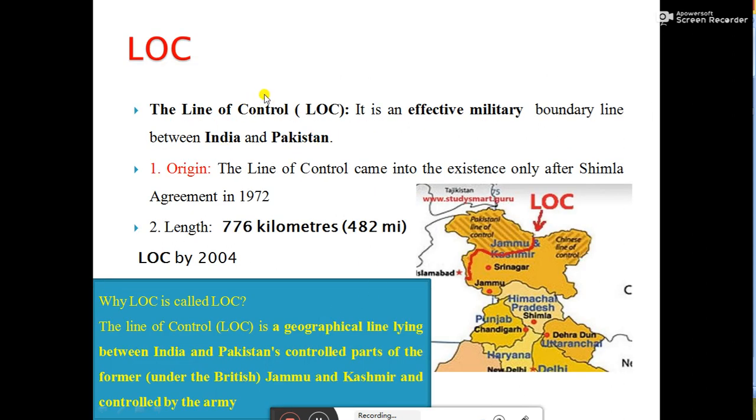There is another piece of information about the LOC. LOC is the Line of Control. It is an effective military boundary line between India and Pakistan. Origin: the Line of Control came into existence only after the Simla Agreement in 1972. The length of the LOC is 776 km as of 2004.